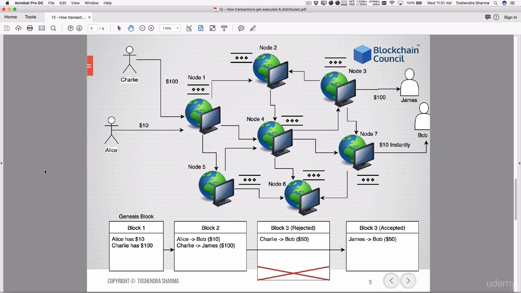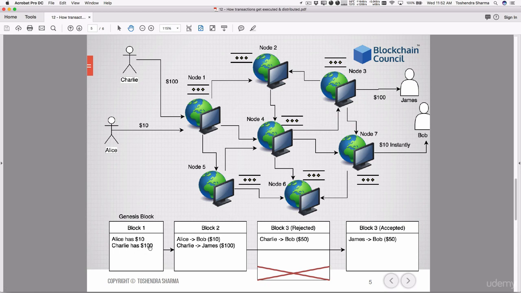As I said, Charlie is sending some money to James, and Alice is sending some money to Bob. Let's say Charlie and Alice are both in the US, and James and Bob are in different countries. This is how it will look in the Genesis block: Alice has $10, and Charlie has $100.